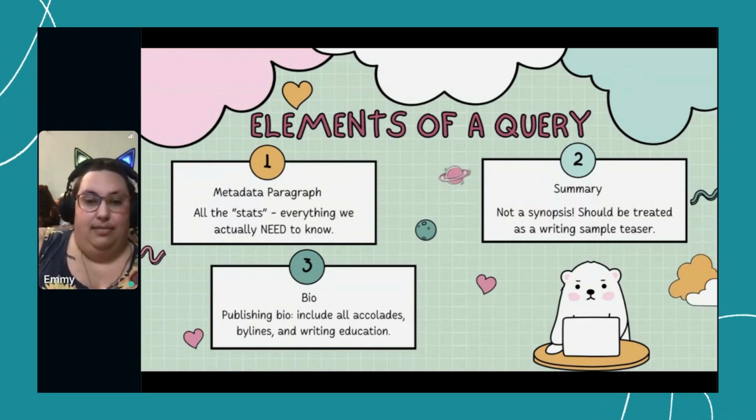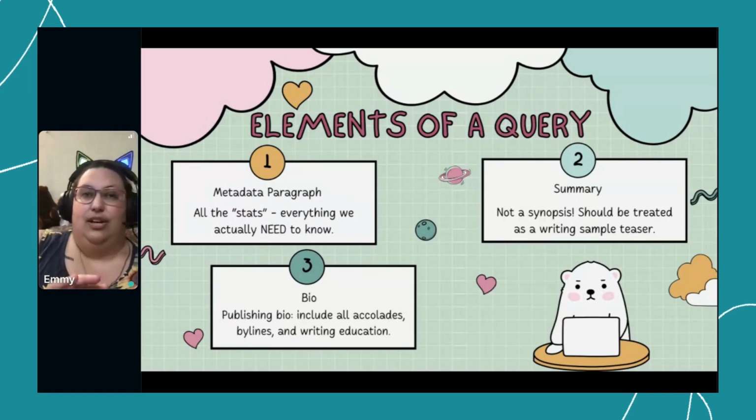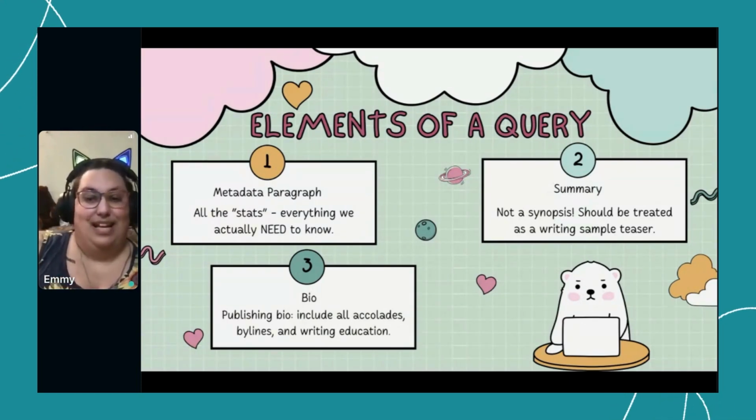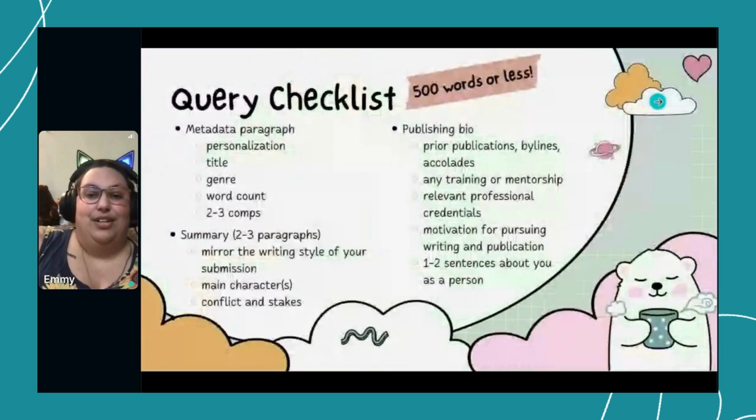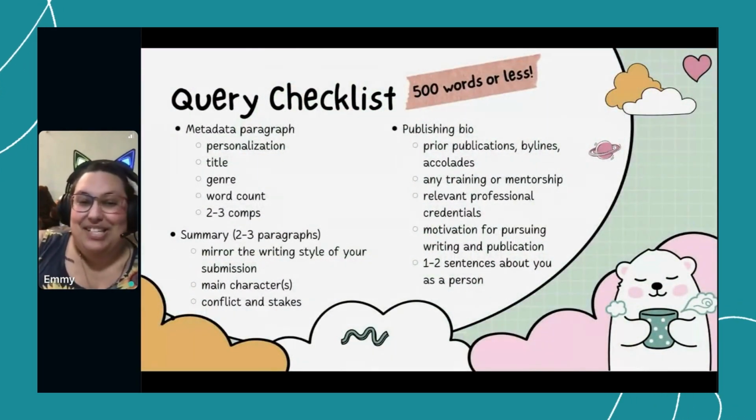Okay. So, three elements of a query letter: metadata paragraph, summary, bio. Nice, polite sign off. Make sure that you get people's names as right as you can in your address to them, and you should be good to go. So this is the query checklist. I really enjoyed putting this together. I really, really hope that this will be super, super helpful to you.